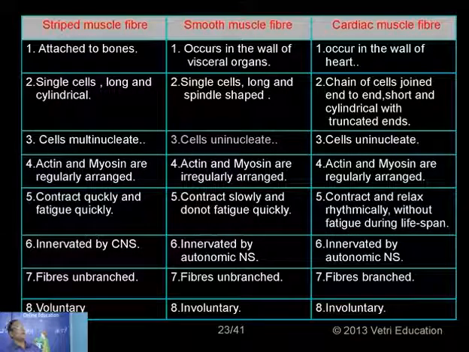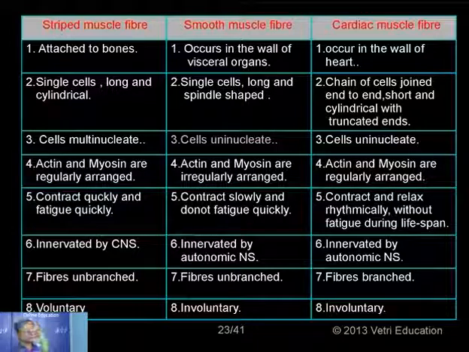Now here is a comparison between the three different types of muscles. I'm representing it in a tabular column. We have the striped muscle fiber, the smooth muscle fiber, and the cardiac muscle fiber. And as per the location, where are they formed? The first one is normally attached to the bones. The second one, the visceral muscle, is formed in the visceral organs, and the cardiac muscle is formed only in the cardiac region of the heart. As for the nature of the cell, the cells are arranged singly. They are long and cylindrical. Here also cells are arranged singly, long, but they are all spindle shaped.